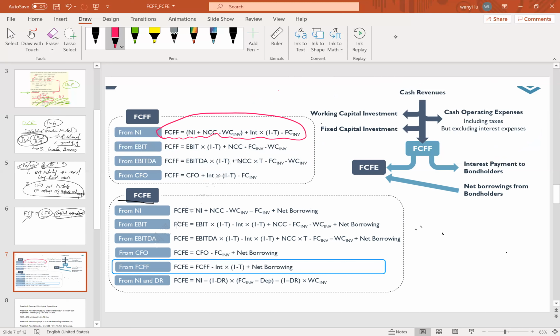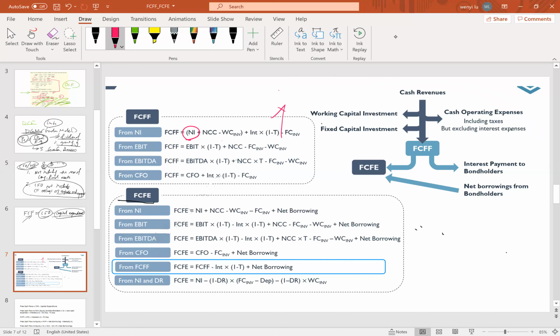It's NI, net income, plus the net non-cash charge, minus working capital investment, plus interest times (1 minus T), plus the fixed asset investment, the fixed capital investment. So this is the most important one. Why is this one most important?